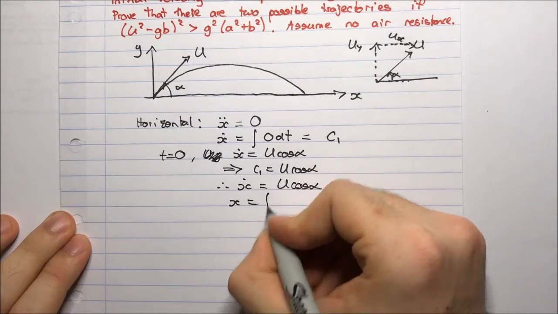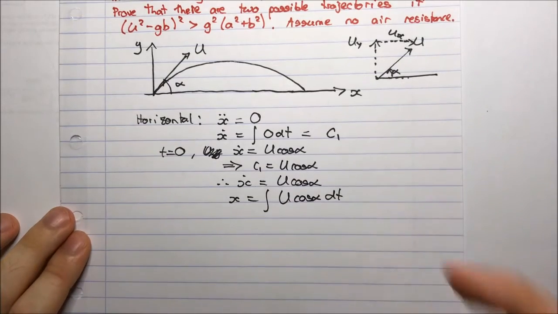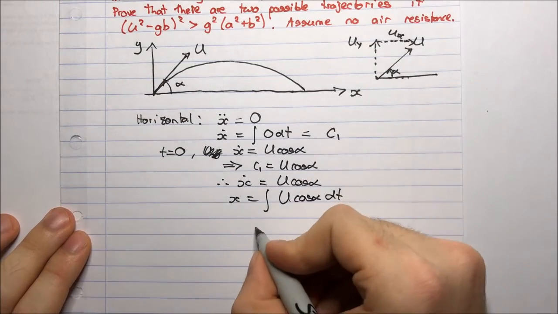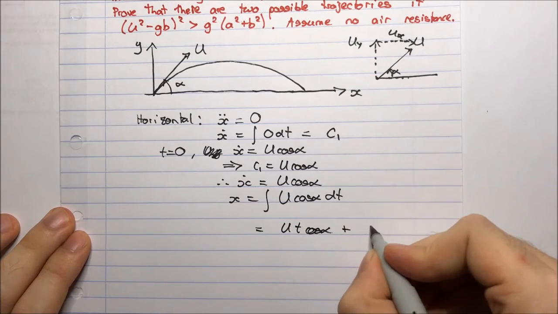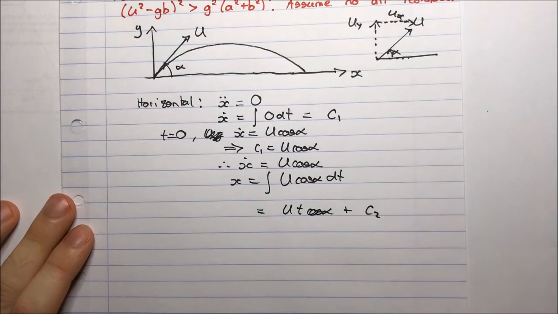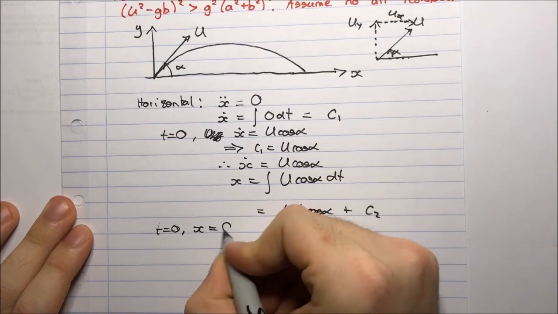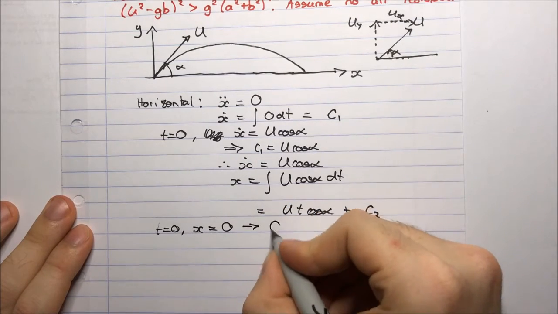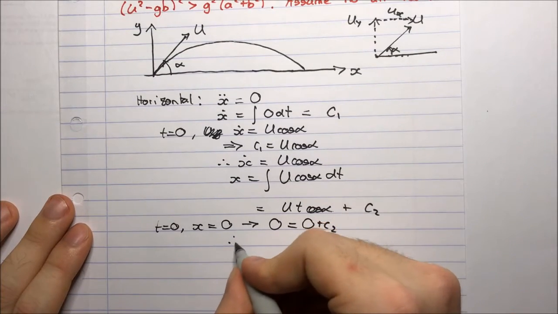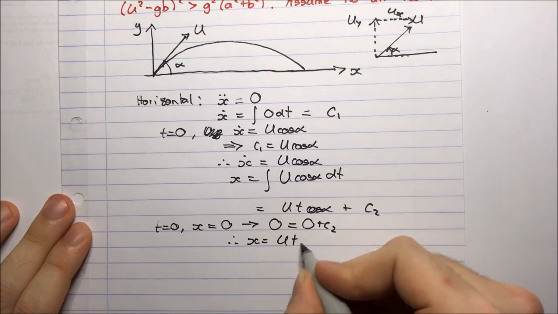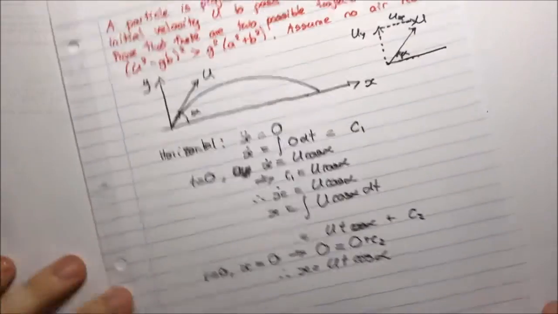Integrating to get x. U cos alpha is really just a constant with respect to time. There's no time variable, so integrating it is u times t cos alpha plus another constant. Let me call that C2. I need to work out C2. When t is equal to 0, x equals 0. So I sub them in: 0 equals 0 plus C2. So C2 is clearly 0, so therefore x equals ut cos alpha. Great. That's in the horizontal direction.